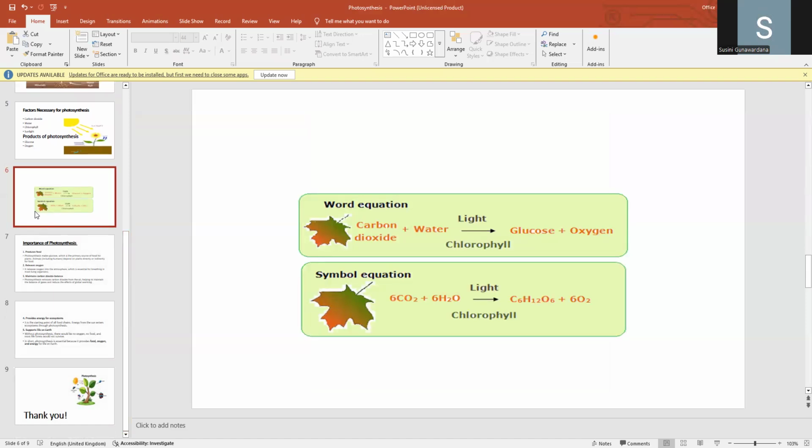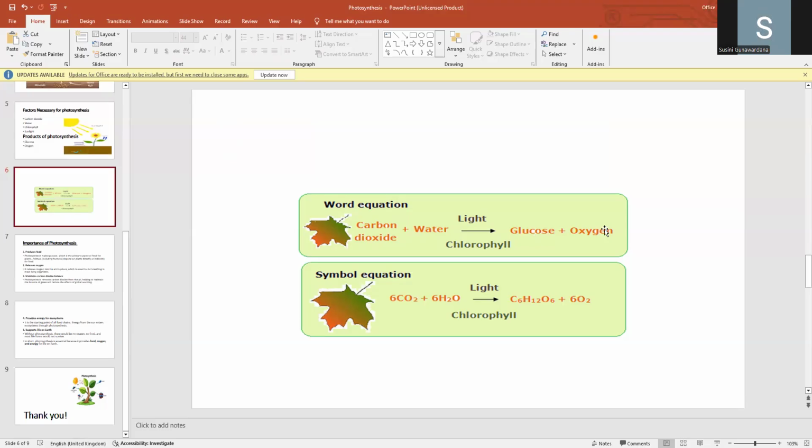After that, you have to have an idea about the word equation and the symbol equation, or chemical equation, of photosynthesis. Here, carbon dioxide and water, as well as light energy and chlorophyll, are used. Those are the four factors necessary for photosynthesis. These four factors are used to produce glucose and oxygen. So this is the word equation.